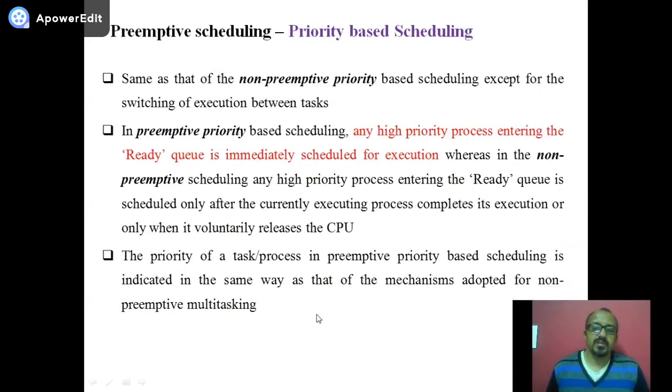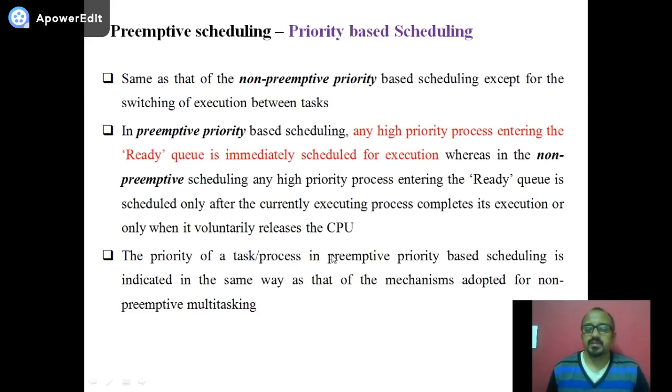Next, the priority based scheduling. So already I told you, preemptive priority based scheduling: any high priority process that enters the ready queue is immediately scheduled for execution. Suppose priority 2, 3, 4 are in the ready queue, and P1 with the highest priority has not entered. As soon as P1 enters the ready queue, immediately all the lower priority processes P2, P3, P4, if executing their code, are suspended, and the CPU time is allotted to the higher priority process P1.